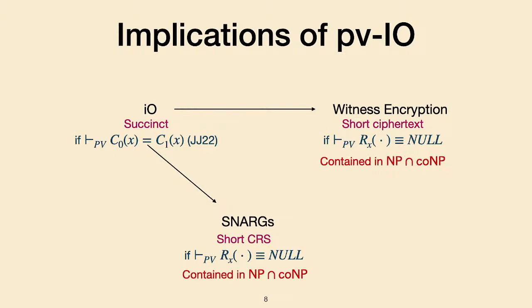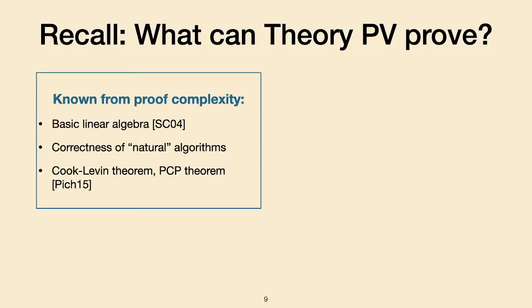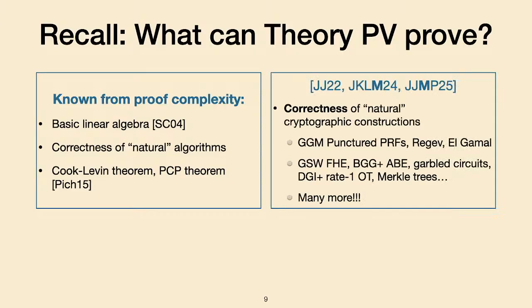In particular, the takeaway here is this is not all of NP, right? Because this has to be contained in NP intersect co-NP. So this is not everything. And recall, from Chen Zhang's talk, we saw that we can prove a lot of things in PV. You can prove all these things in Cook-Levin theorem, PCP theorem, and so on. We also talked about many constructions in cryptography having proofs of correctness and being natural.